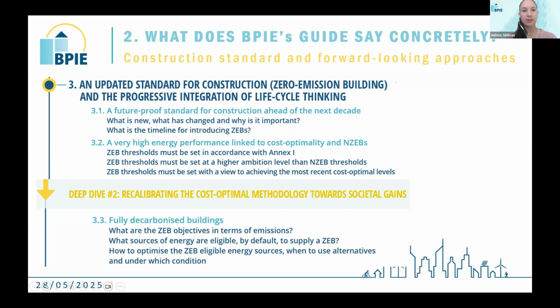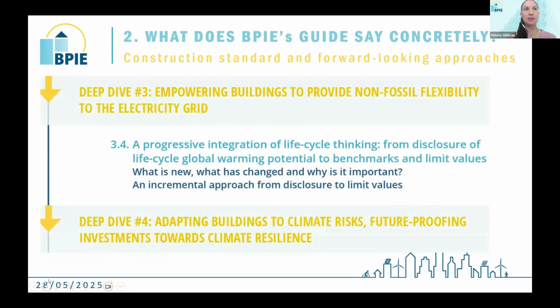And we also look at the energy sources which are eligible to supply zero emission buildings, how to optimize the different options. There are 4 eligible options, when to use alternatives and under which conditions. And in that, we look at the recalibration of the cost optimal methodology. In the next slide, you will see that based from there, we then move on to more forward-looking approaches.